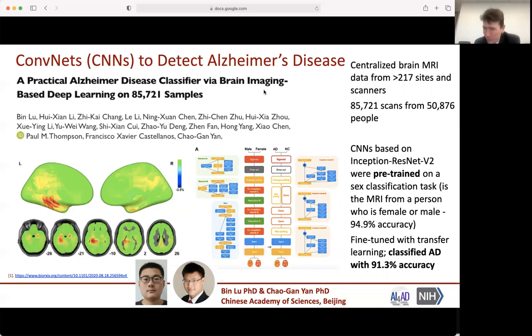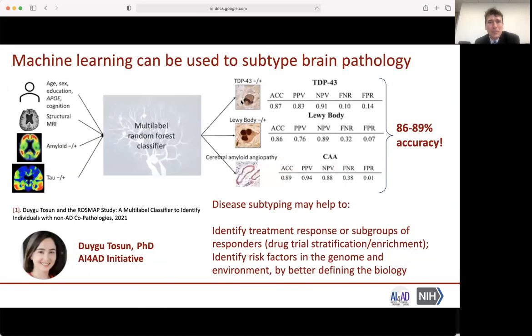And they were able to do that across all those data sets with a little over 91% accuracy. Now, even beyond diagnosis, we can infer from images information that we may not have collected or may not even be able to collect. So Duygu Tosun, who's a member of our AI for AD initiative, and a faculty member at UCSF, has trained a multi-label random forest classifier to infer whether there are different types of neuropathology in the brain based on paired autopsy data and pre-mortem imaging data.